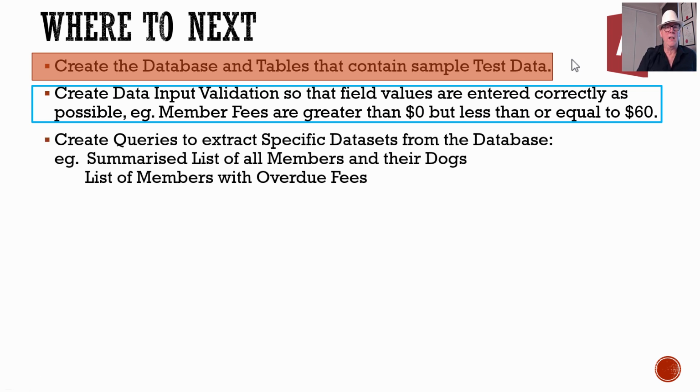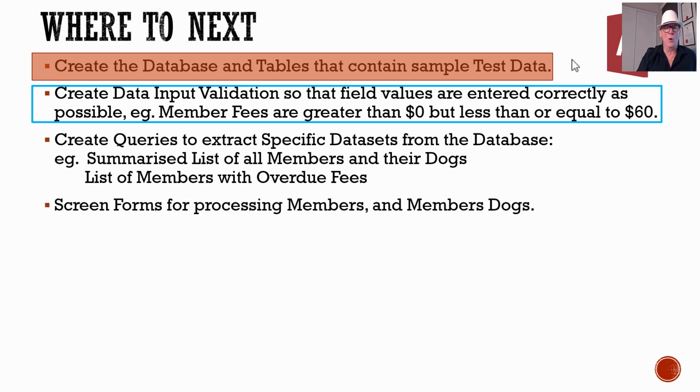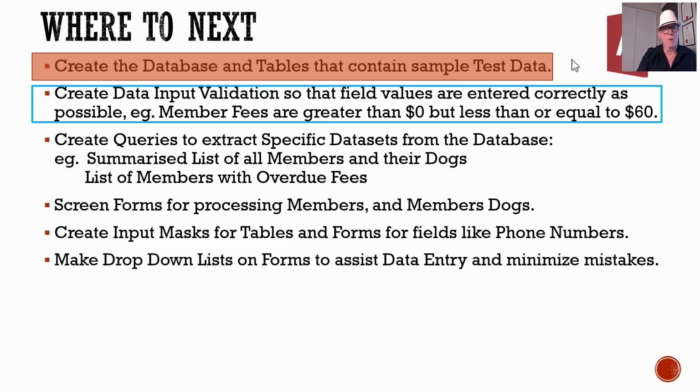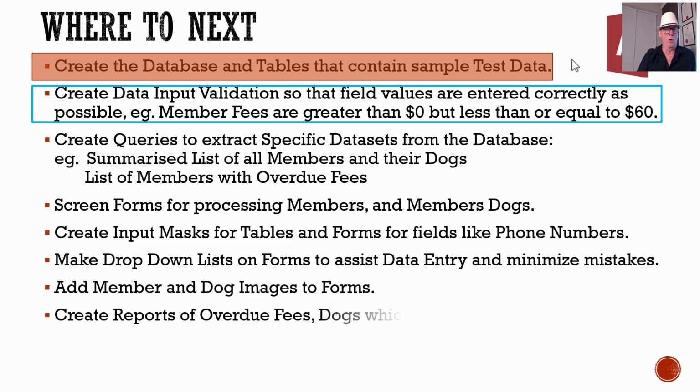After that, we need to create the queries to make some reports. We're going to need to create screen forms for both the members and the dogs. Input masks. We'll do some of those in the validation, but the ones for the forms we will need to do after we've made the forms. We're going to make drop-down lists on the forms to do validation and help out with data entry. We're going to then add member and dog images onto the form. So it's a lot of work to do on the screen forms because the screen forms are what the users use to interact with the database. So there's a lot of work to do on them.